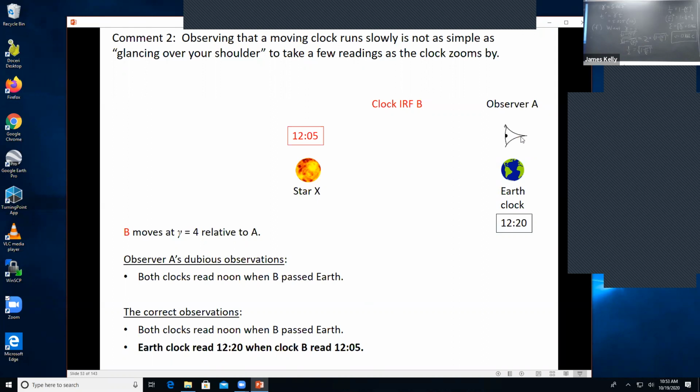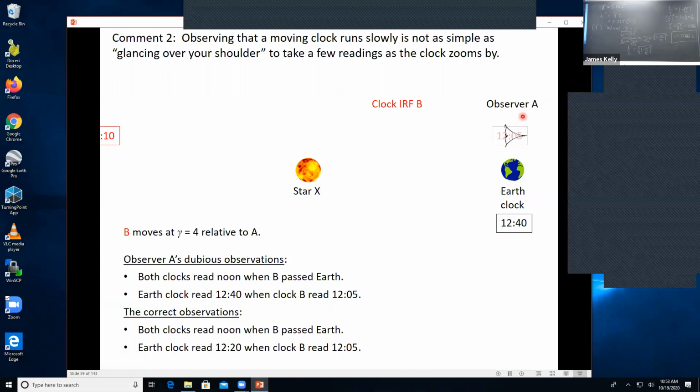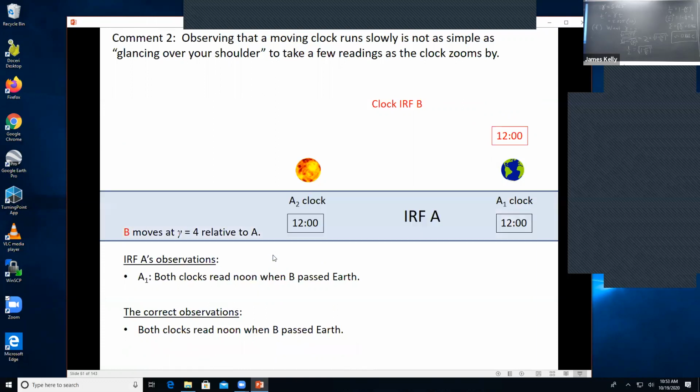The problem is I can't see that right now, so I have to wait for that light to get back to me. So the image of the clock reading 12:05 comes back. I have to wait. Meanwhile, the Earth clock's ticking off more and more. By the time the light reaches my eye, the Earth clock reaches 12:40. And so the dubious observation, which isn't true, is that this person might naively say the Earth clock reads 12:40 when clock B read 12:05, when really it was only half that amount of time. They didn't take into account the fact that the thing was traveling at very close to the speed of light. Okay, so that's incorrect.